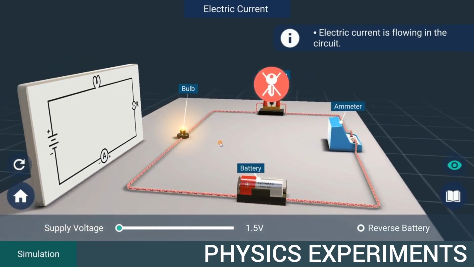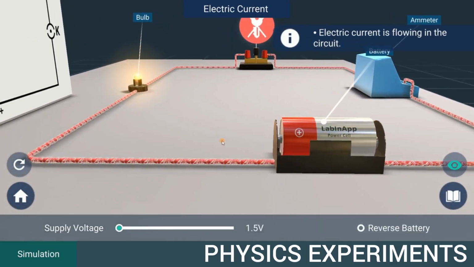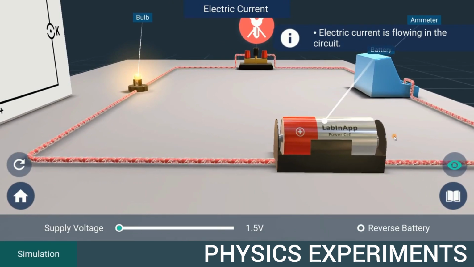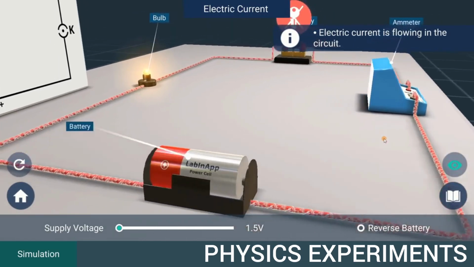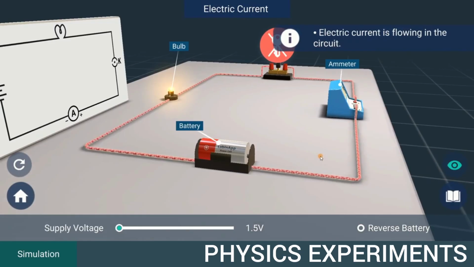Electrons were not known at the time when the phenomenon of electricity was first observed. So, electric current was considered to be the flow of positive charges. The direction of flow of positive charges was taken to be the direction of electric current, which is opposite to the direction of the flow of electrons.